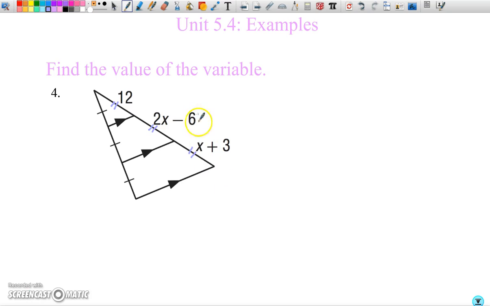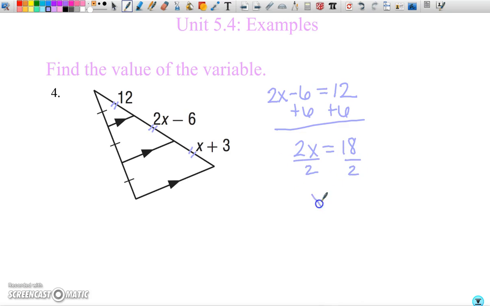So what all you have to do really is take your 2x minus 6 and set it equal to 12. You're not going to use all 3 pieces at the same time. You don't need to. You just need 2 of them. So add 6 to both sides of your equation to get 2x equals 18. Divide by 2, and x is 9.